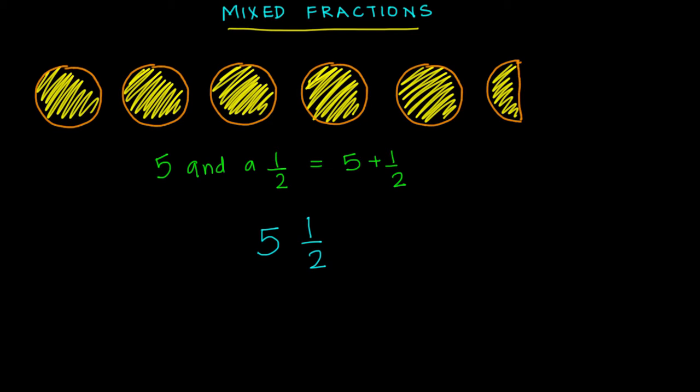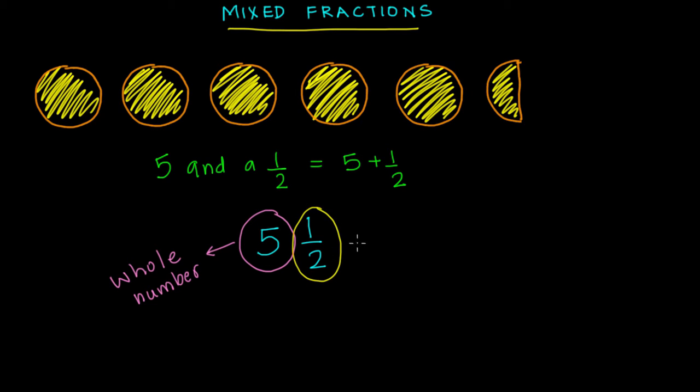These kind of numbers are called mixed fractions. The reason they're called mixed fractions is because they're mixed. They have two different parts to them. So the first part is this, which is the whole number. And the second part is this, which is a fraction, or which is a proper fraction as opposed to an improper fraction. And it shows the part of the number that is not yet a whole.